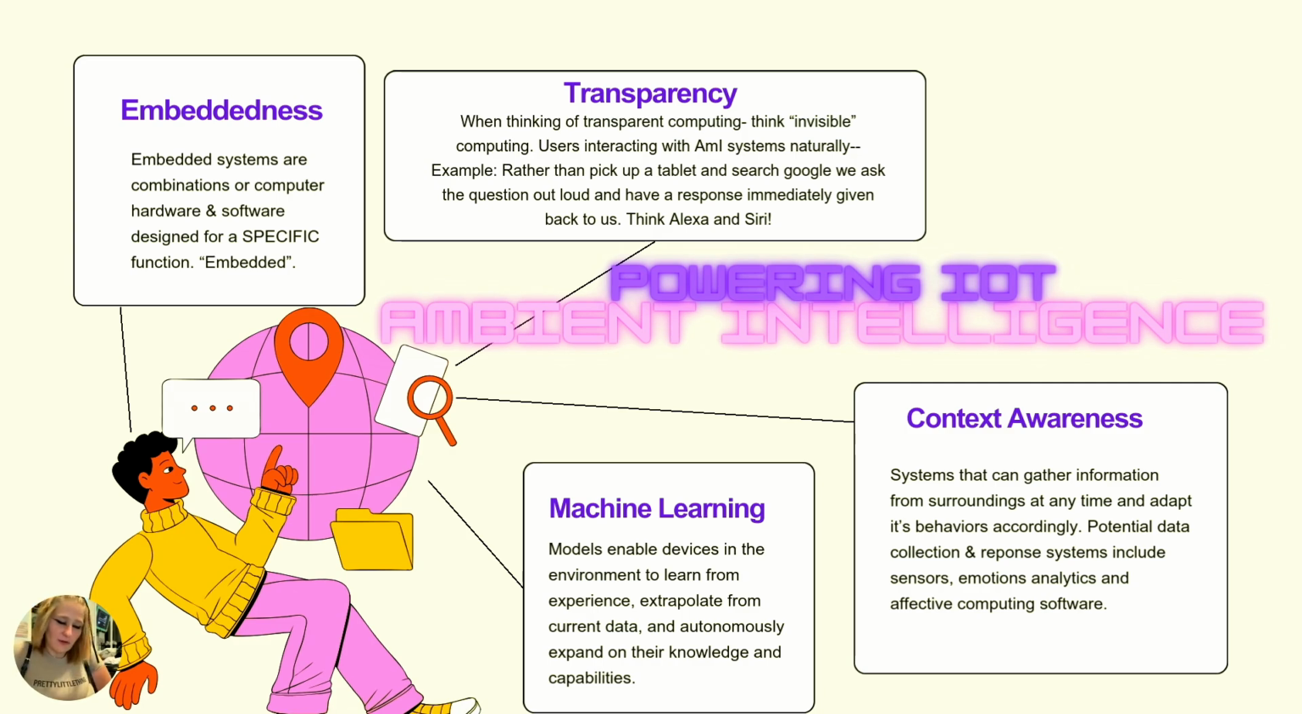Machine learning is a huge part of all this, because the machine learning is going to have to come into play if it's going to have to learn us, so to speak, right? So, machine learning models enable devices in the environment to learn from experience, extrapolate from current data, and autonomously expand on their knowledge and capabilities. It constantly needs to be learning with this data collection in order to give us a more custom tailored, user unique experience. Context awareness: systems that can gather information from surroundings at any time and adapt their behaviors accordingly. Potential data collection and response systems include sensors, emotions, analytics, and affective computing software.